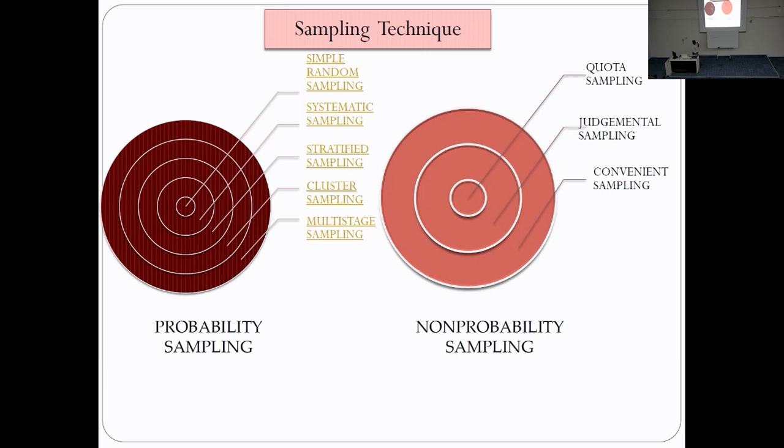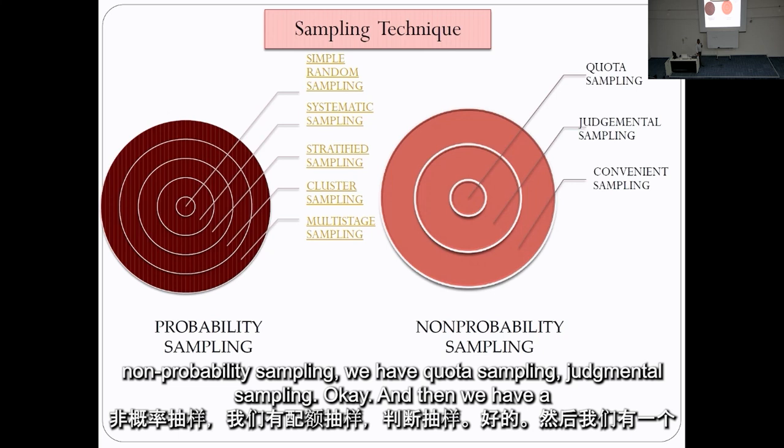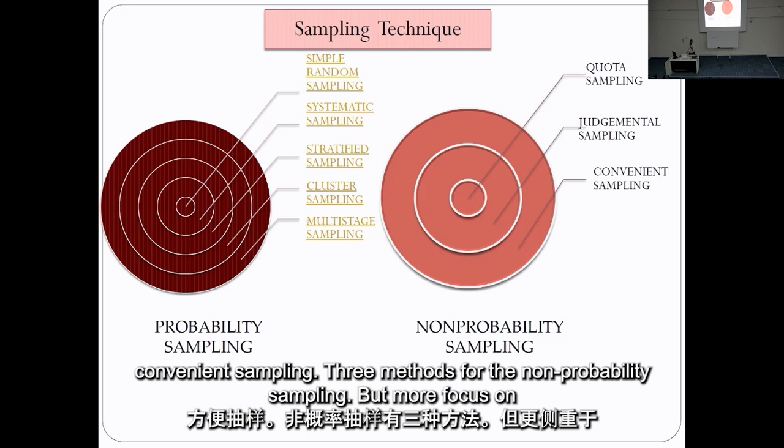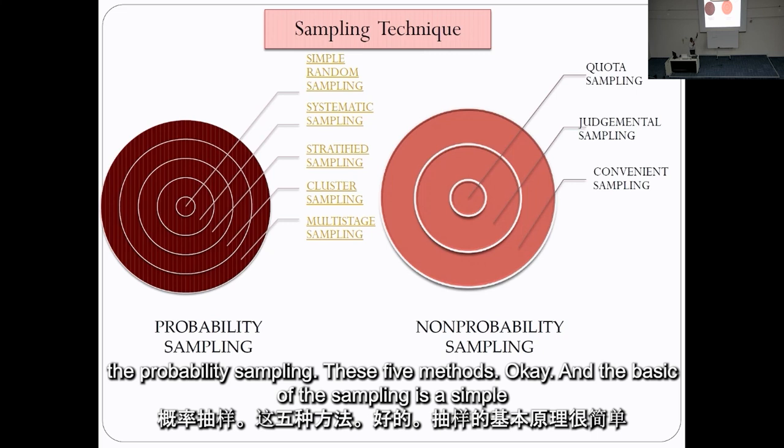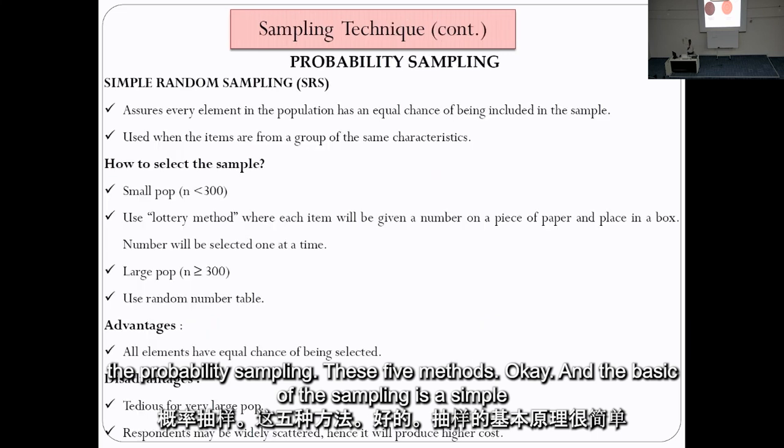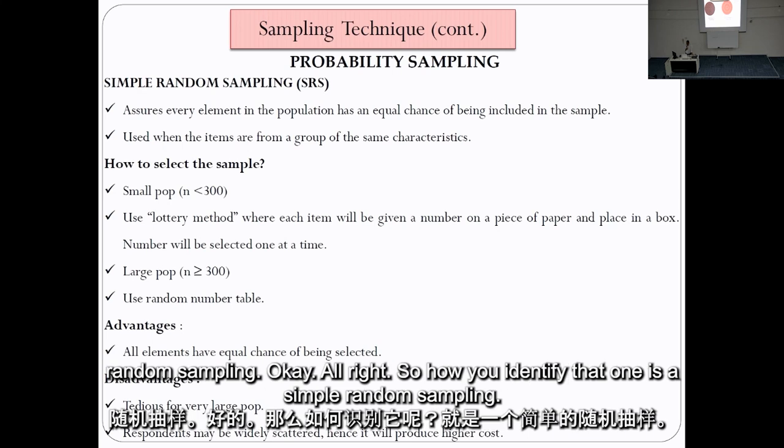For non-probability sampling, we have quota sampling, judgmental sampling, and convenient sampling. Three methods for non-probability sampling, but more focus on probability sampling. These five methods, and the basic of the sampling is simple random sampling.